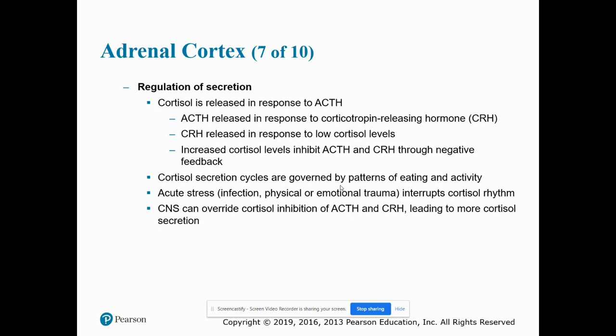Now, once cortisol is released, an increase in cortisol levels will inhibit ACTH and corticotropin-releasing hormone through negative feedback, however you want to say that. Cortisol secretion cycles are governed by patterns of eating and activity. Acute stress, such as infection, physical or emotional trauma, can interrupt cortisol rhythm. And then we have another override mechanism with this particular hormone, and that's the central nervous system can override cortisol inhibition of ACTH and corticotropin-releasing hormone, leading to more cortisol secretion.